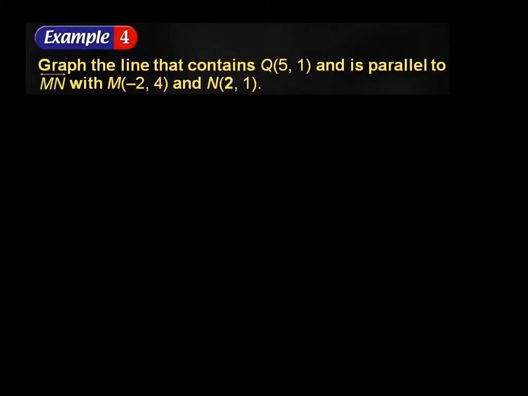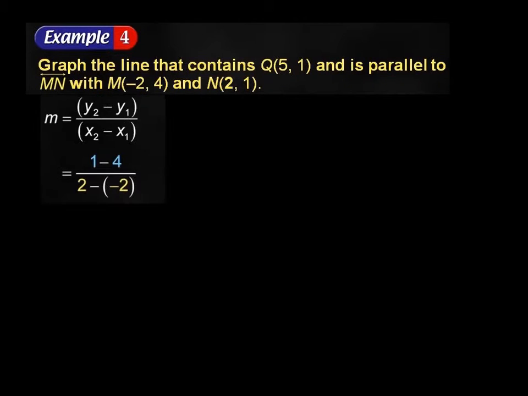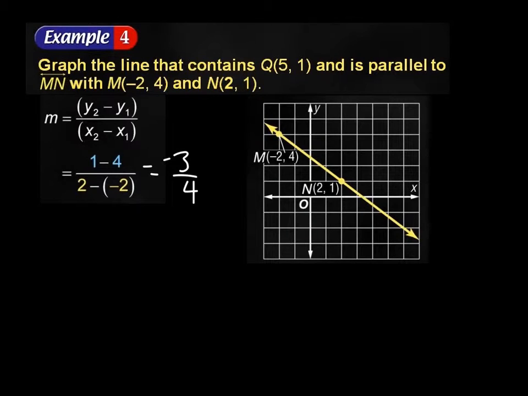Graph a line that contains the point (5, 1) and is parallel to line MN with points (-2, 4) and (2, 1). We could use the slope formula and calculate the slope of line MN algebraically. So change in y is going to be -3 over change in x is 4. Or we could do it the old-fashioned way, which is counting. I count down 3 over 4. So my slope is -3/4 that way as well.